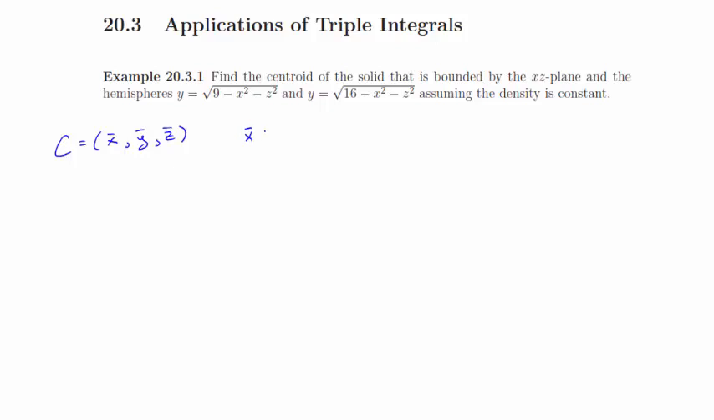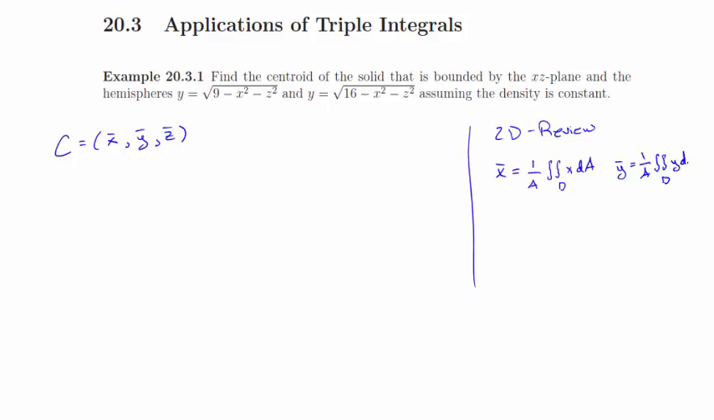And the average x value, well, if I do a review of this in 2 dimensions, if we had a lamina, so 2D review, then the average x value, supposing we have a constant density, is going to be 1 over the entire area times the double integral over the domain of x dA, and the average y value would be 1 over the area times the double integral over the domain of y dA.